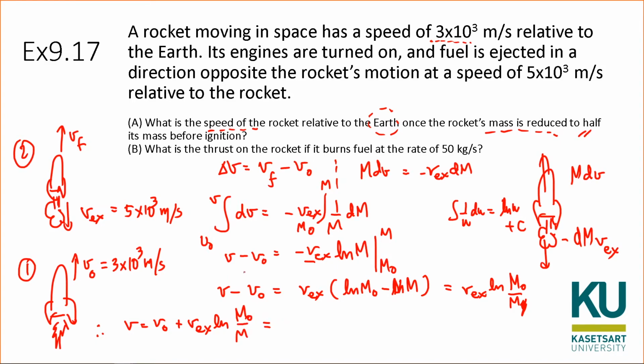So you can just substitute all the information in. If I cannot remember this equation, I will derive it like this. But if you can remember it, you can write this equation and substitute all the information in. So now V0 is 3 times 10 to the 3 plus Vex is 5 times 10 to the 3, and ln m0 is the initial mass, and the final mass is reduced by half, so it's m0 over 2. So this part you get ln 2, about 0.69, and this term you already know.